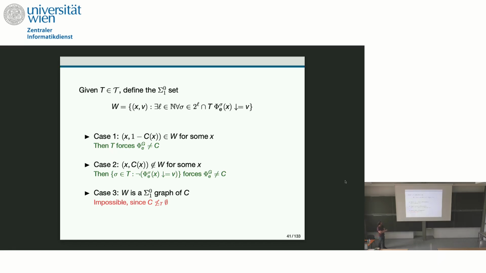In case 2, there exists a good pair that does not belong to the set W. But what does it mean? It means that for this good value, for every length, you can find a node of this length so that you either diverge or you halt and are different from this value. But then look at the set of all such nodes. This is still an infinite binary subtree. And so you can take it as the extension, and this forces this diagonalization.